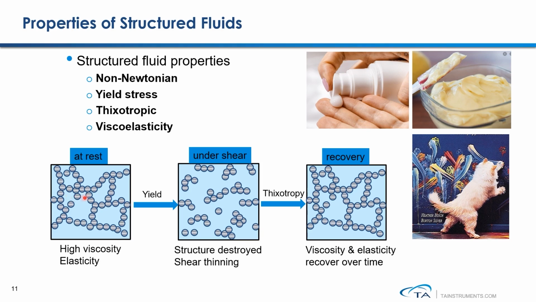After the structure is destroyed, the sample starts to flow. All the particles start to align towards the shear direction, which eases the flow. That causes the sample to show shear thinning behavior. When you remove the shear from the sample, a structured fluid sample takes a certain amount of time to recover its structure back to the weak three-dimensional network.